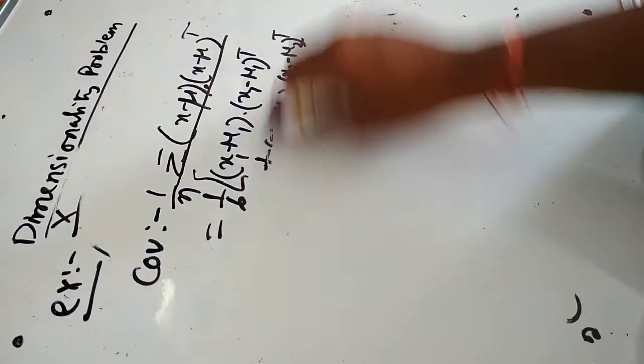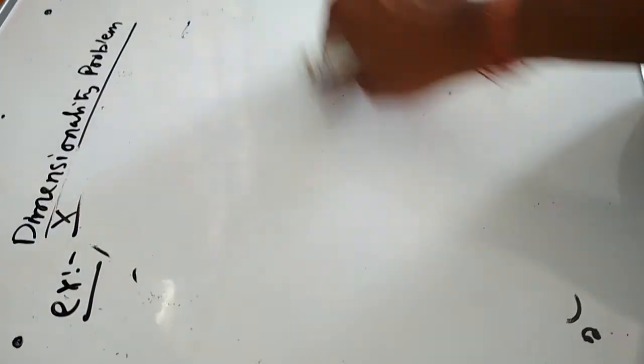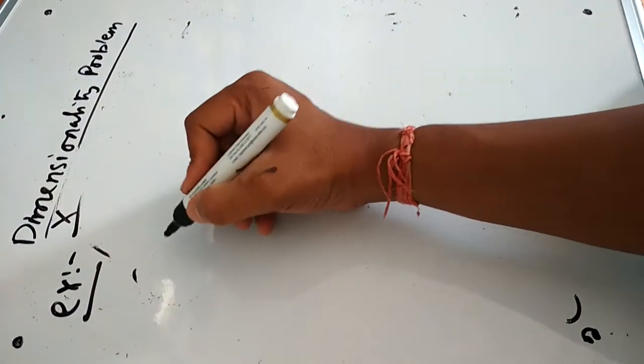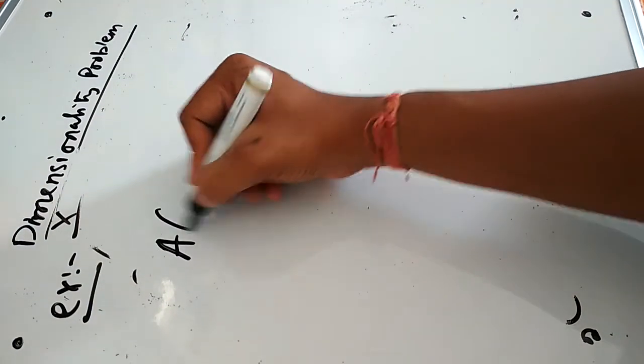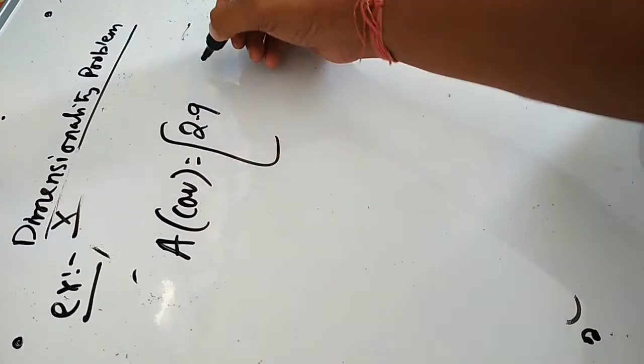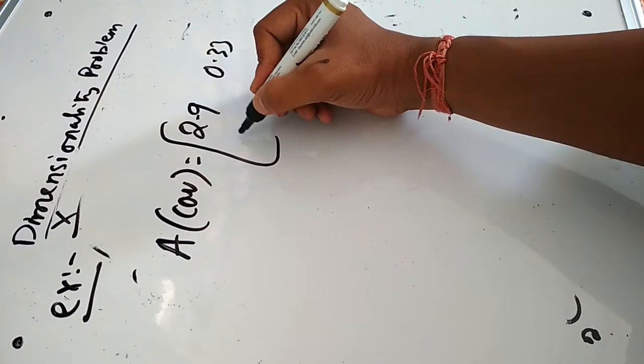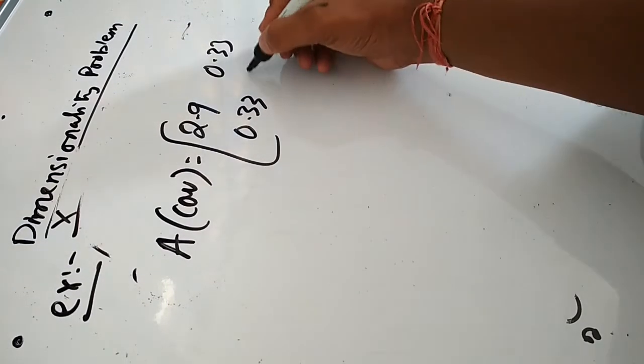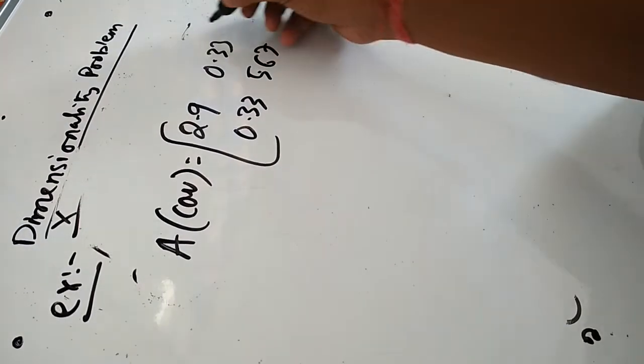So let's see, suppose we find the covariance. The covariance is 2.9, 0.33, 0.33, 5.67. This is the final ultimate result.